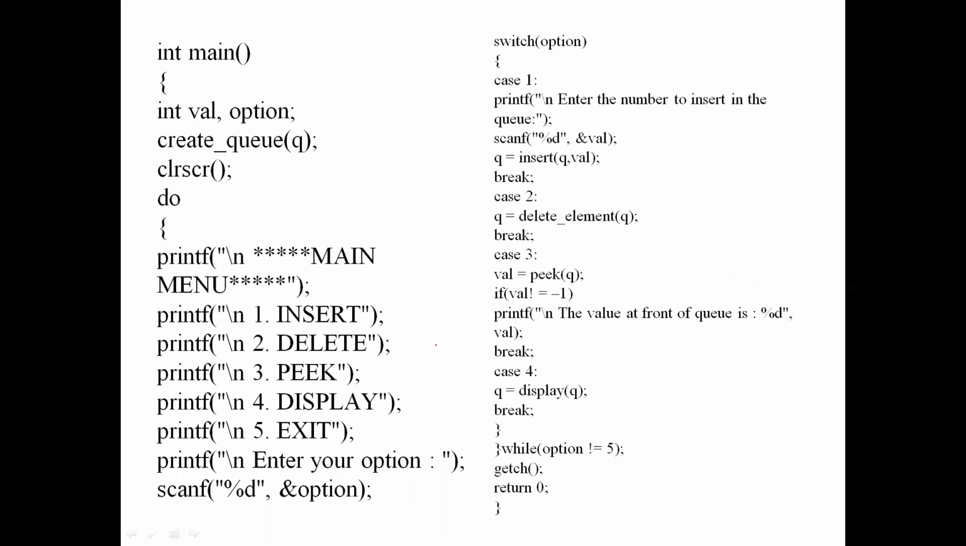Okay, this is the main function. Then the options to be performed are displayed in the do loop. Within the switch case, what happens? It matches insert, delete, peek, display. So now what we are doing? When you are doing insert, you have to note down why they are using a separate queue.